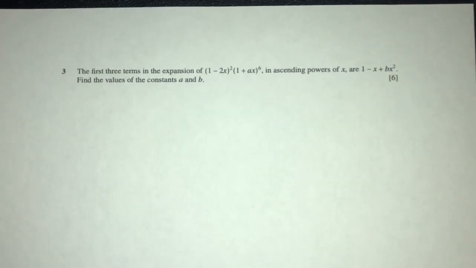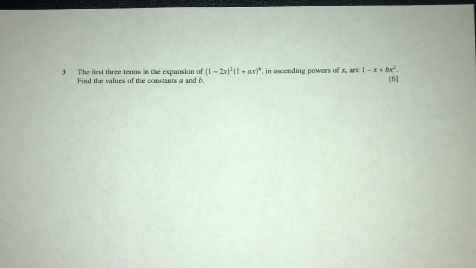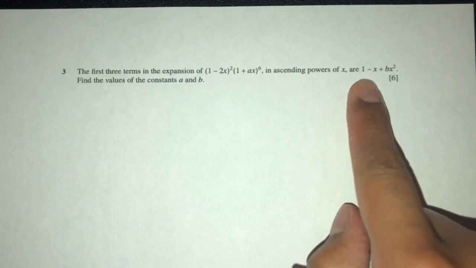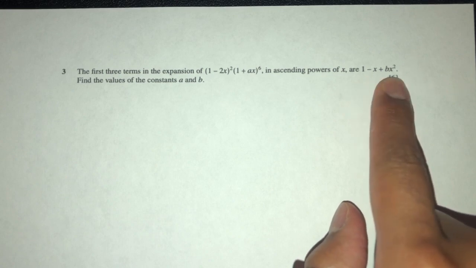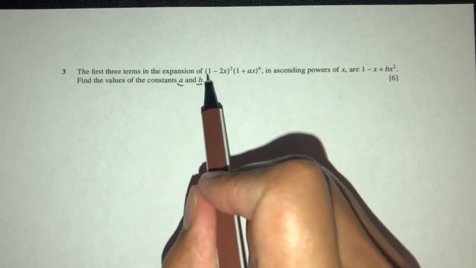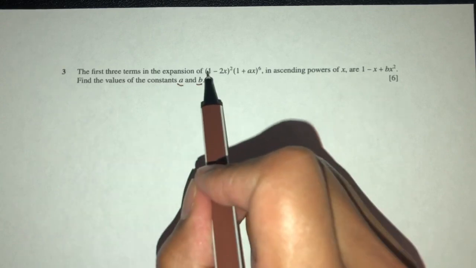Now let's move on to the next question. The first 3 terms of this expansion are given to you as 1 minus x to the power n plus bx squared. So we have to use that information to find the values of a and b. Let's first expand this and find the first 3 terms of this. So how would you expand this?